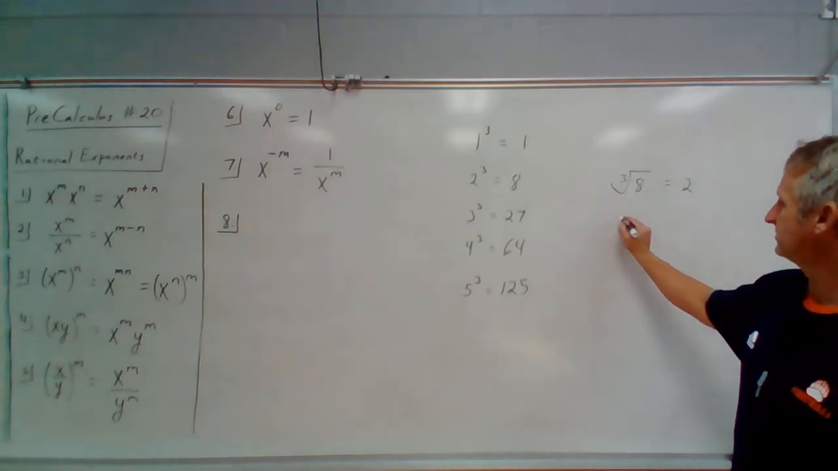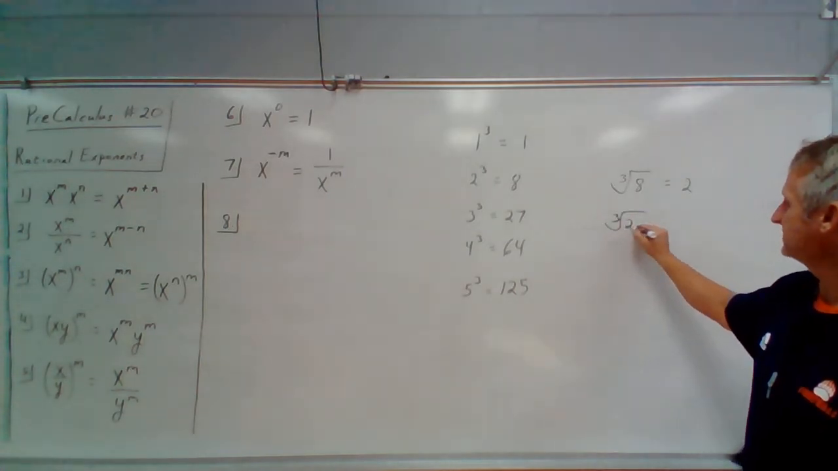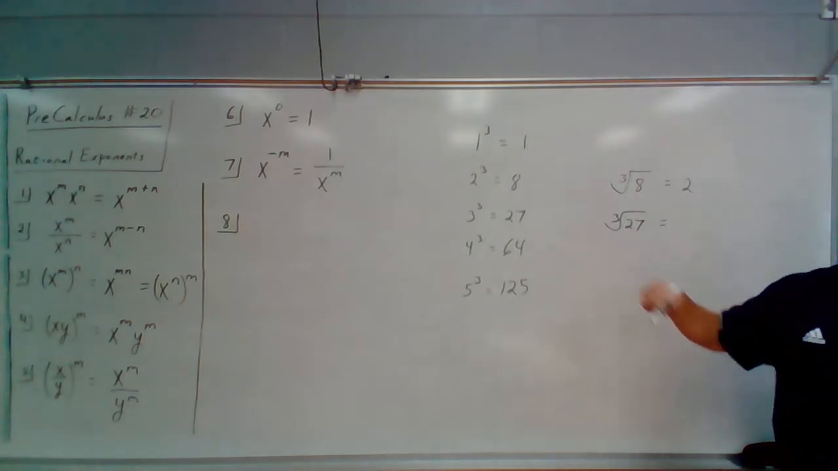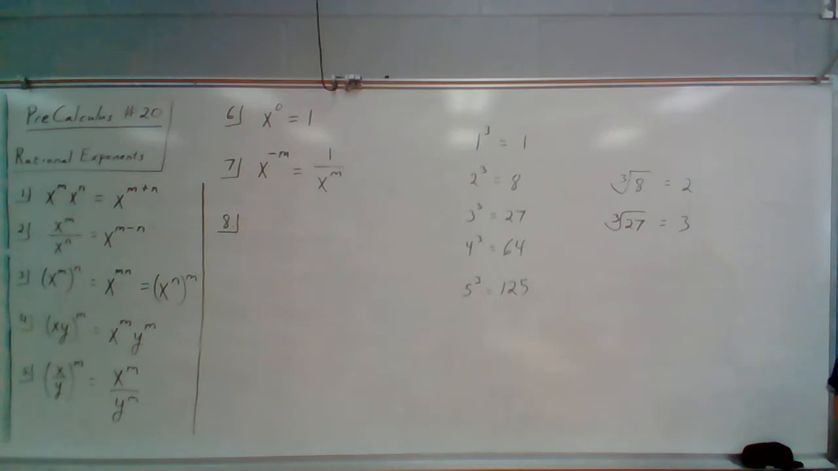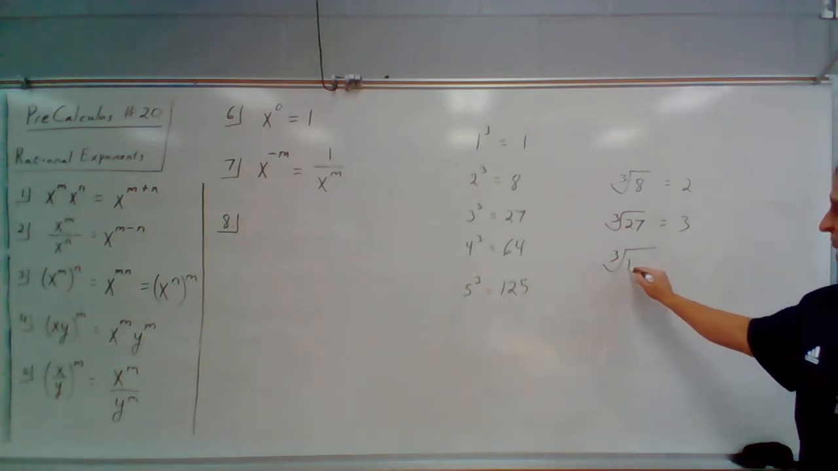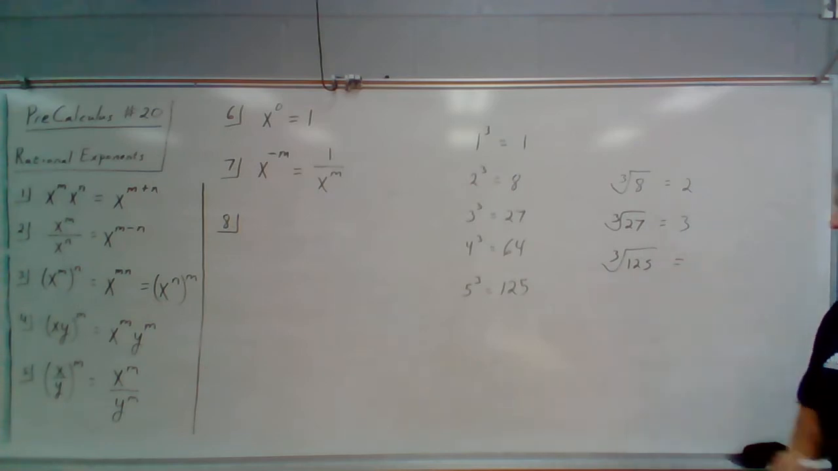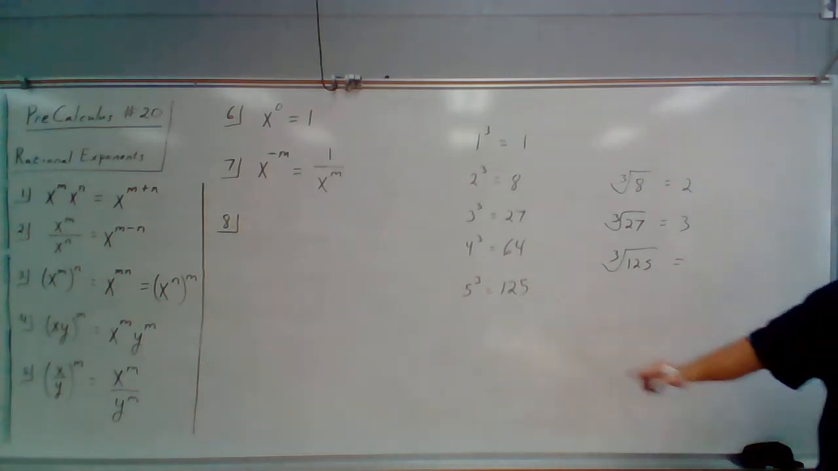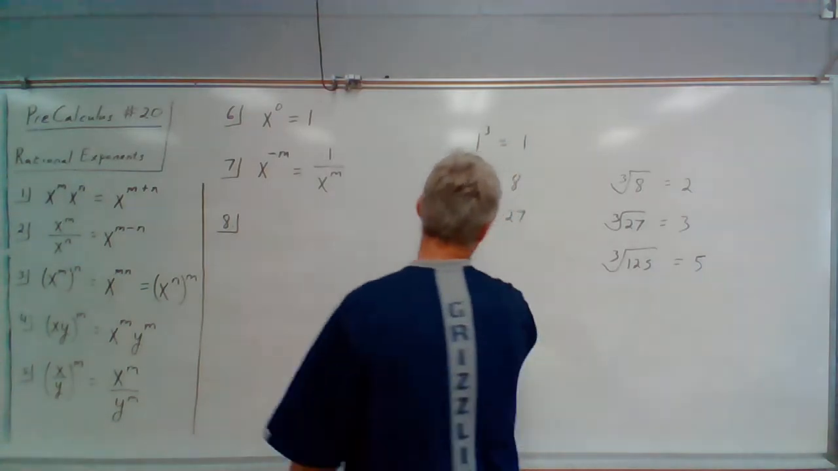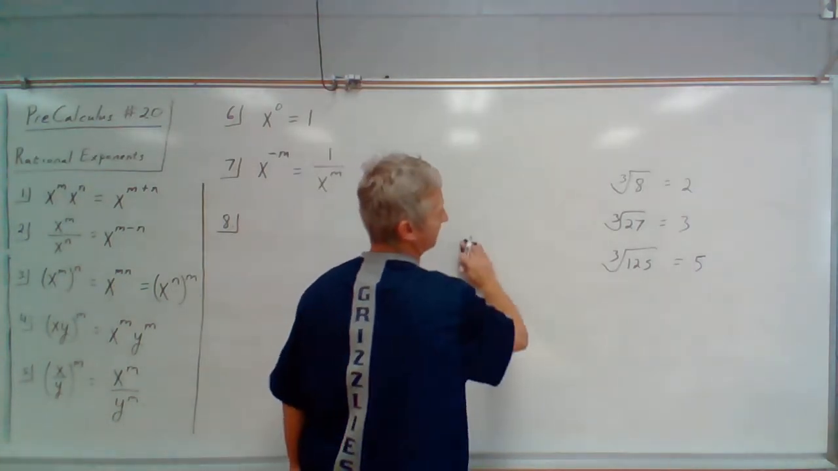What's the cube root of 27? Okay, so what number do we raise to the third power to get 27? Obviously that's 3. What's the cube root of 125? Okay, so what number do you raise to the third power to get 125? Obviously that's 5. All right, let's do some others here. Some other numbers you should be familiar with.